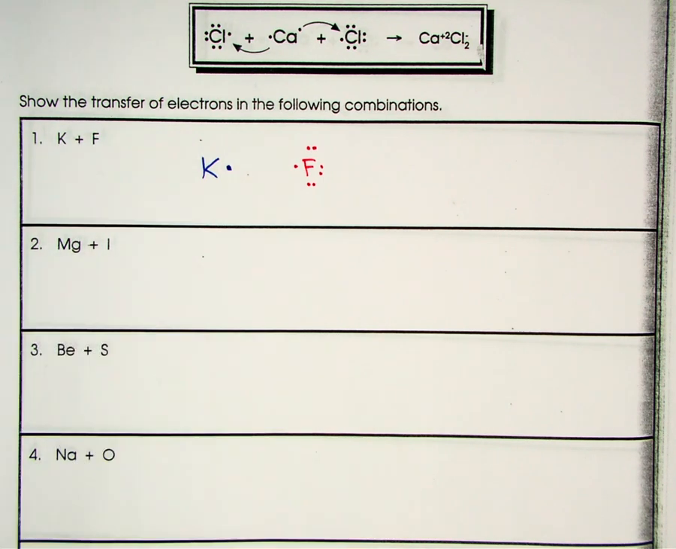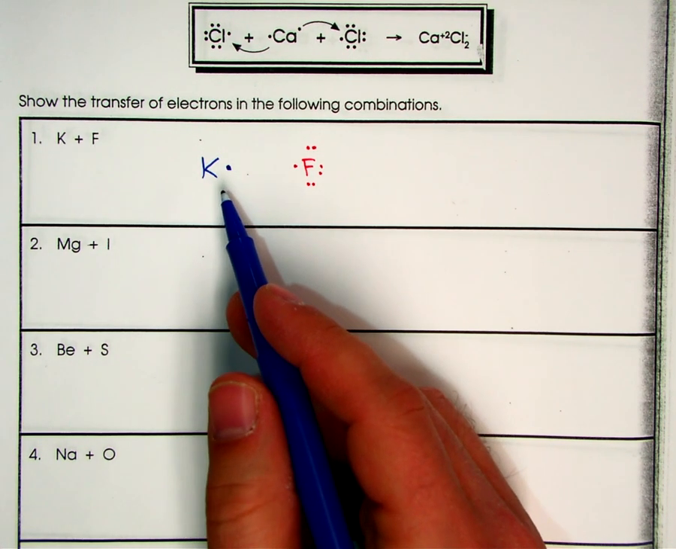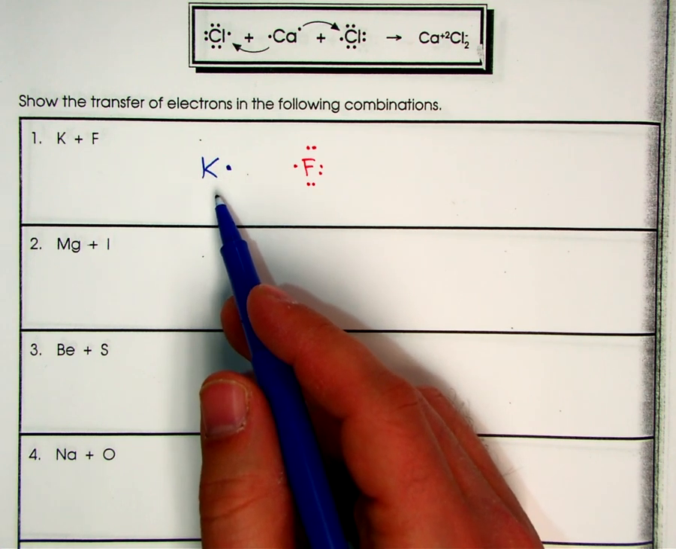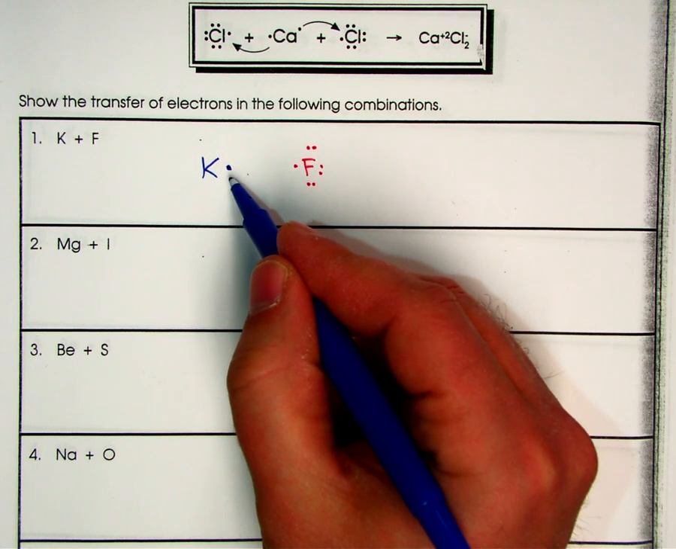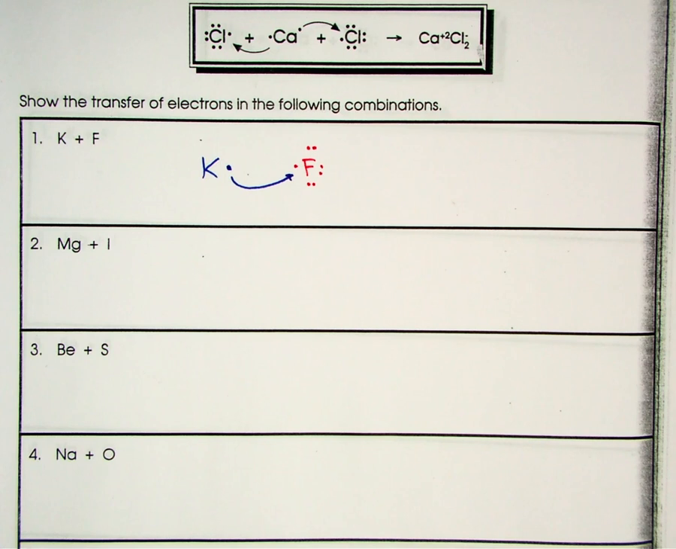Now, this one is relatively simple in the fact that we have 2 elements that fit very nicely together. Why? What does potassium want to do with its outermost electron? Lose it. Good. Because it has the choice. It can lose 1 or gain 7. And we all said that losing 1 is a lot easier because it will look like a noble gas then. So it's happy to give it up. And fluorine, what does it do to become happy? It gains 1. So all we have to do is transfer that electron over to fluorine.